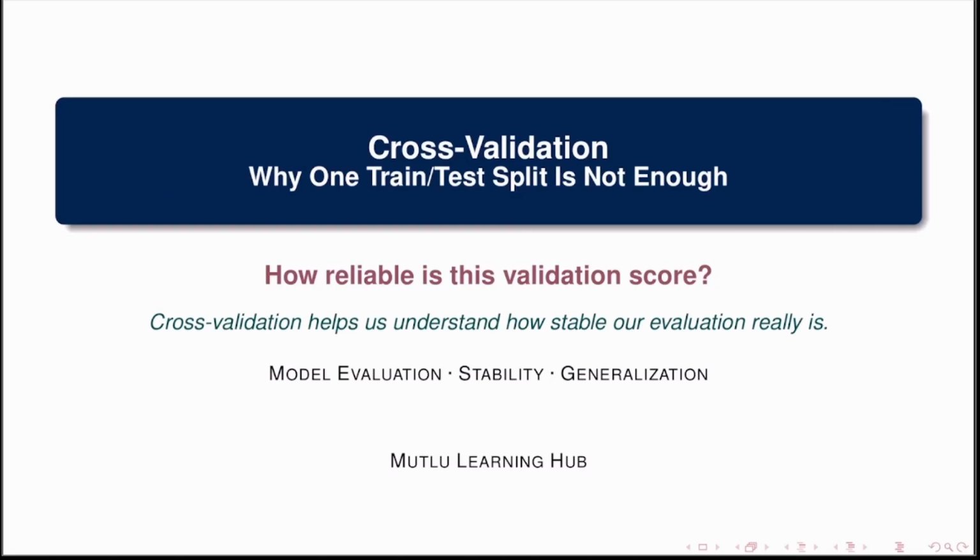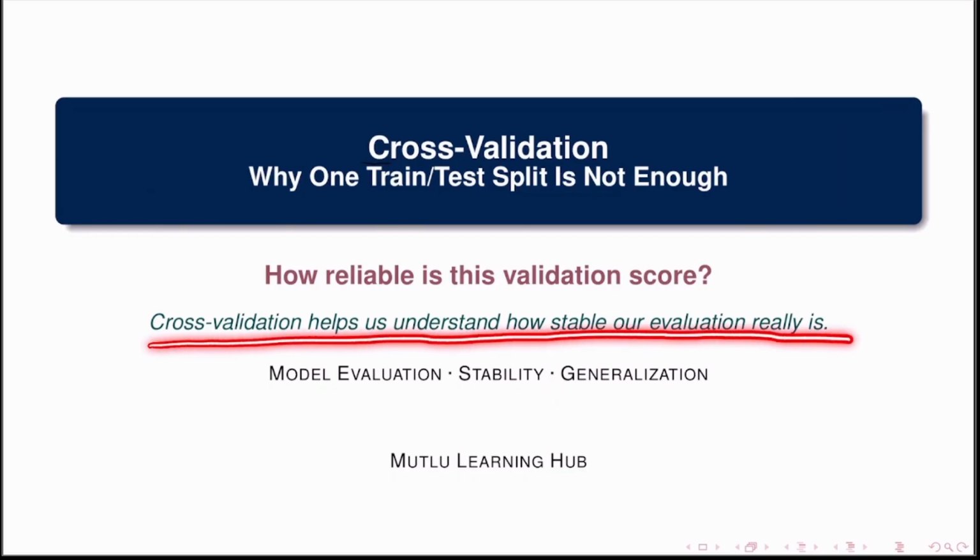In this video, we are going to talk about cross-validation and more importantly, why one train test split is often not enough. A lot of the time, we train a model, check one validation score, and move on. But the real question is, how much should we trust that score? That's where cross-validation comes in. It helps us understand not just performance, but also how stable that performance really is.